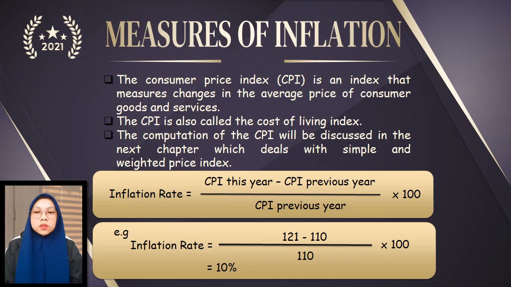The computation of the CPI will be discussed in the next chapter, which deals with simple and weighted price indices. The formula is in the box: inflation rate equals CPI this year minus CPI previous year, divided by CPI previous year, and multiplied by 100. The bottom box is an example of the formula.